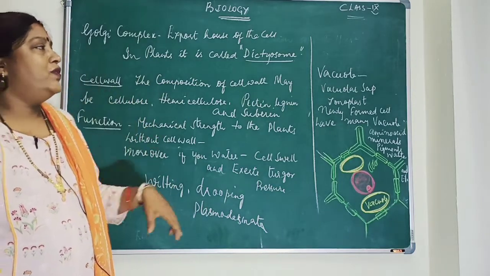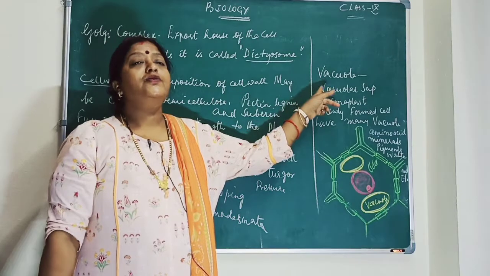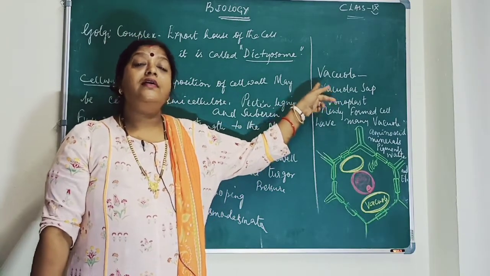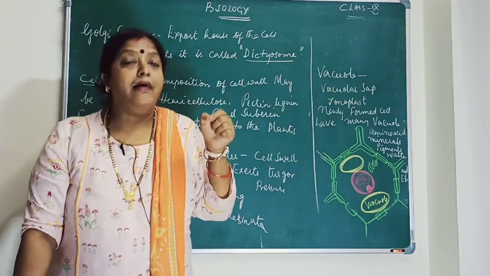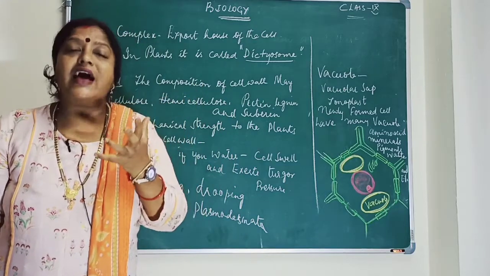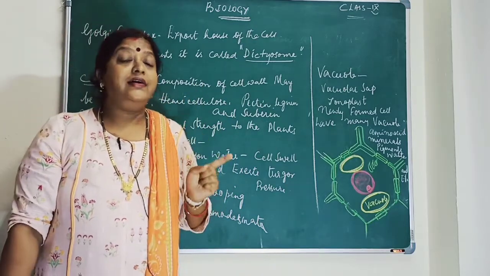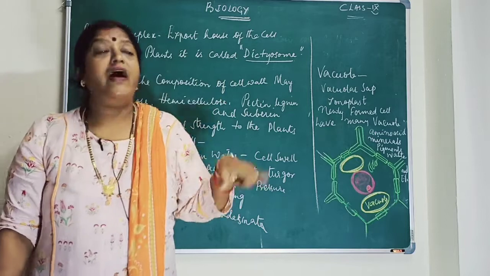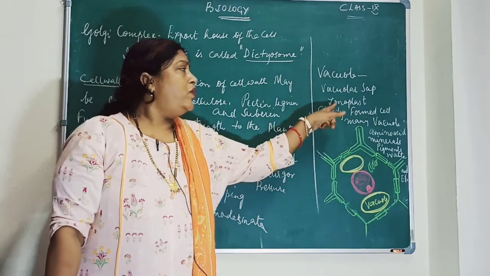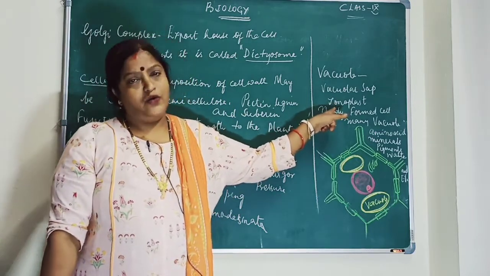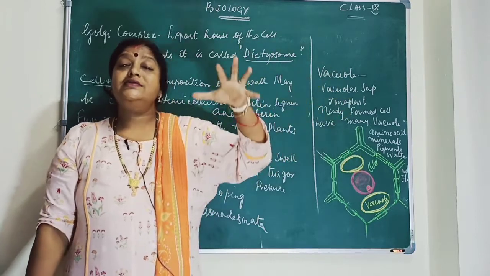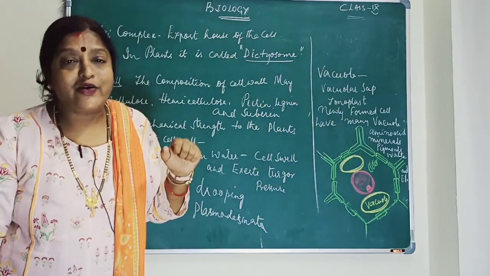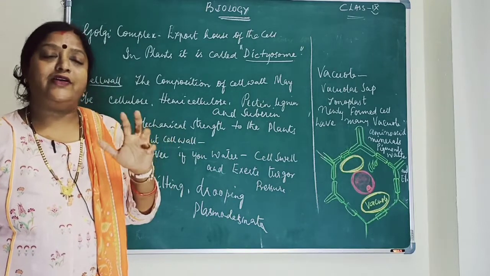Next, we'll go to vacuoles. Vacuoles are fluid-filled, bag-like, sac-like structures. The membrane over the vacuole is called tonoplast. What is it called? Tonoplast. And the fluid inside the vacuole is called vacuolar sap. What is it called? Vacuolar sap.